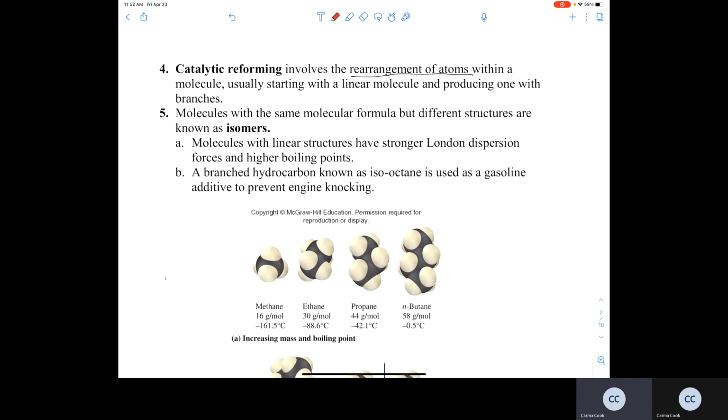It rearranges the atoms of the hydrocarbons that are between 5 and 12 carbons. And those molecules between 5 and 12 carbons, they start out in linear fashion. And the reformer converts them from linear to branched. And the linear and branched versions of a hydrocarbon are called isomers of each other.